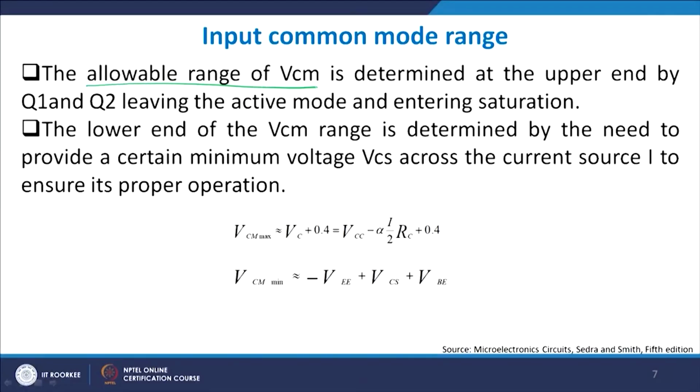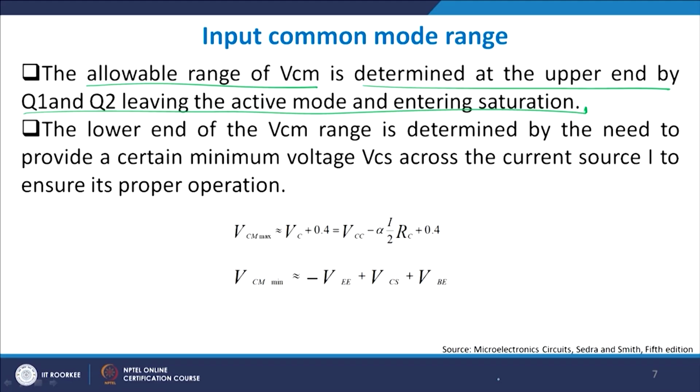Now, let us see what is the allowable common mode voltage. The initial DC voltage which I give to Q1 and Q2, before actually superimposing an AC signal over it, let us see up to what point VCM is allowed. The allowable range of the common mode voltage VCM is determined at the upper end by Q1 and Q2 leaving the active mode and entering into saturation mode.